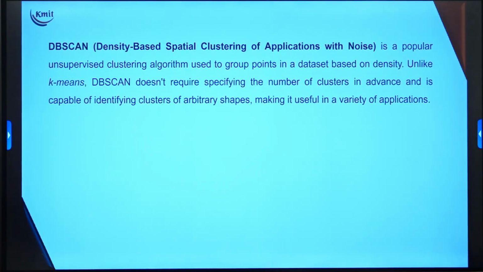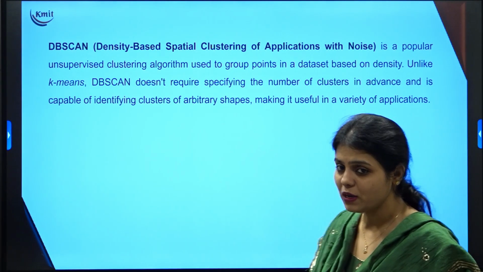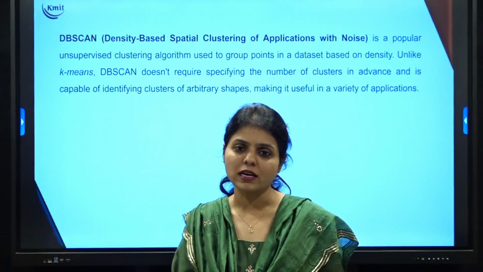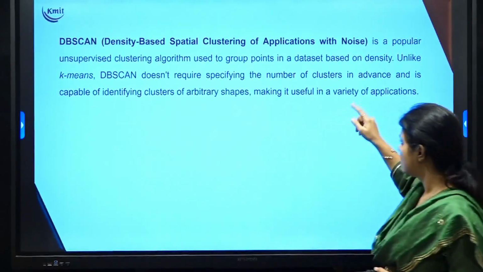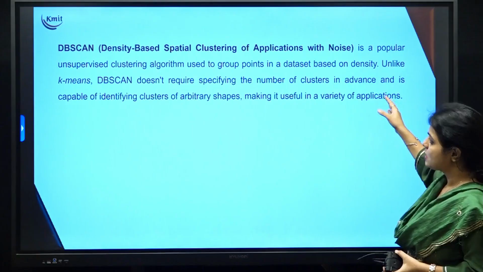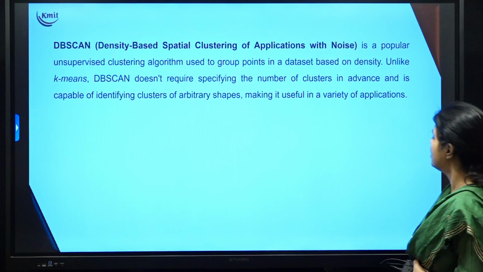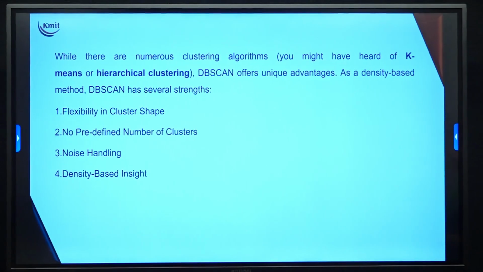DBSCAN is one such popular clustering algorithm, which is used for grouping the data based on density, that is, identifying the nearest points based on the density. Unlike k-means, DBSCAN doesn't require a specific number of clusters. When we talk about k-means, we have to give the specific number of clusters, that is, step 1 is to identify the value of k. But here that is not the case. DBSCAN doesn't require that in advance, and focuses mainly on the density, making it useful for a variety of applications.